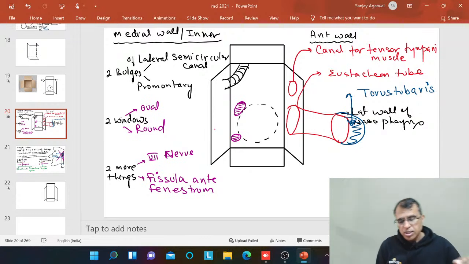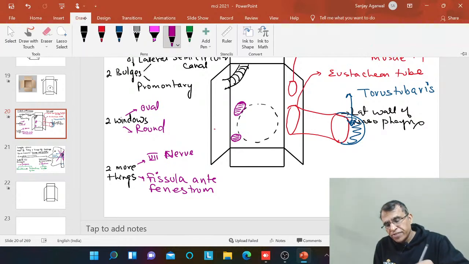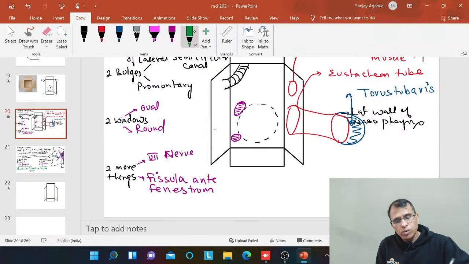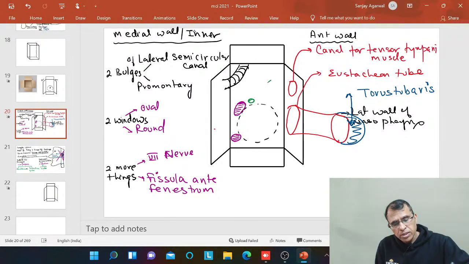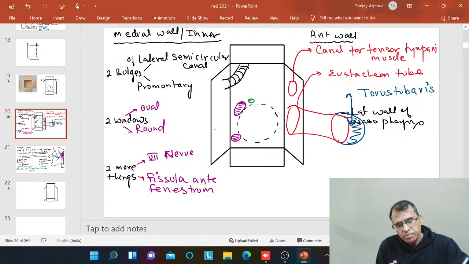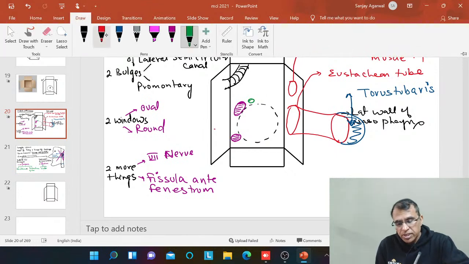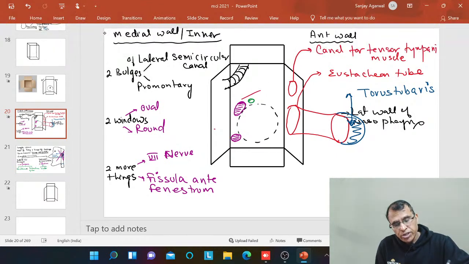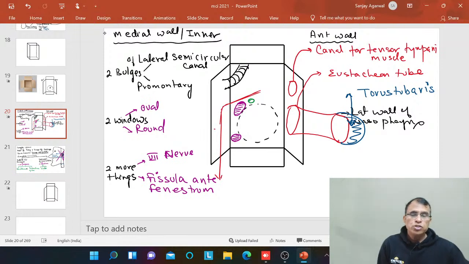Where is this fistula? This fistula lies in front of the oval window. So if you can see the oval window here, there is a fistula here. A small fistula, the arrow is showing you. And this fistula is called fistula antefenestrum. And there is a facial nerve. The facial nerve runs above the promontory, oval window, sorry, and goes to the posterior wall and then comes down and out of the ear. This red line that I have drawn is your facial nerve.